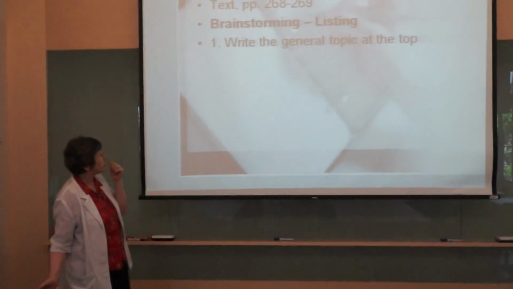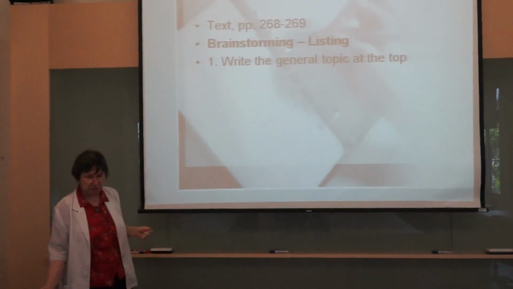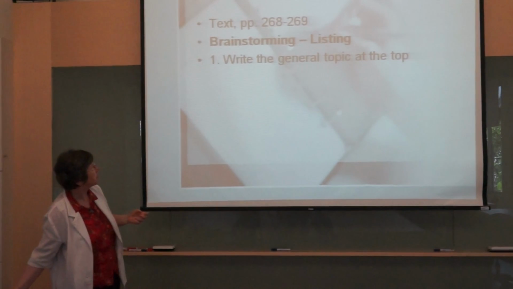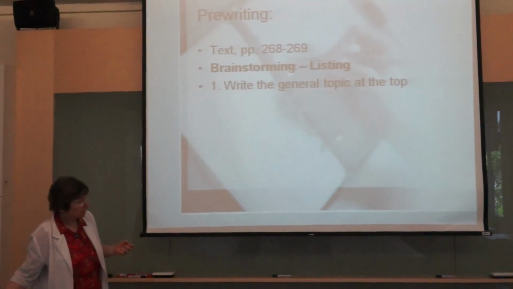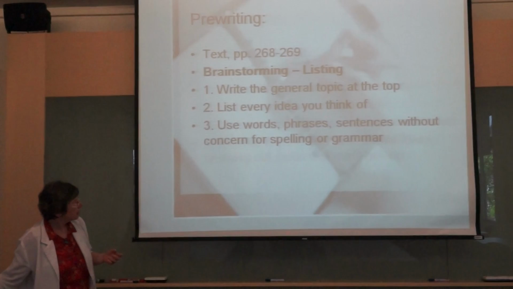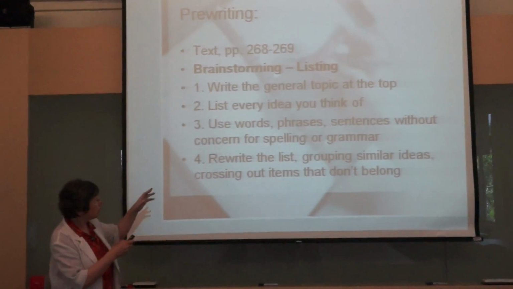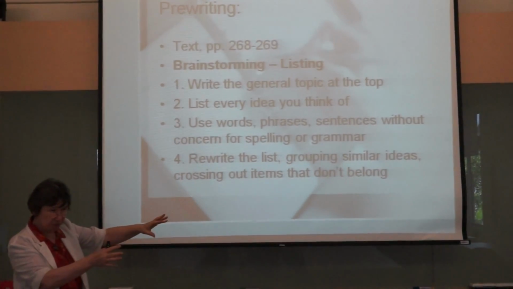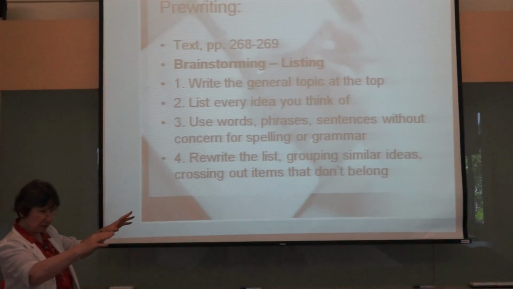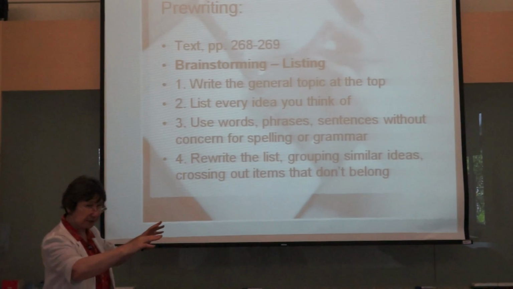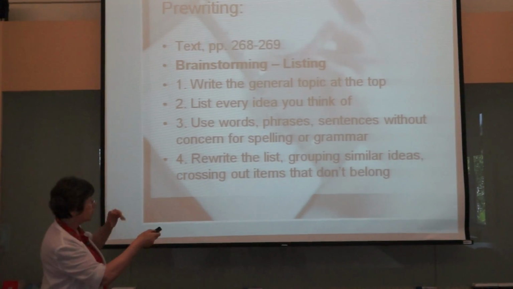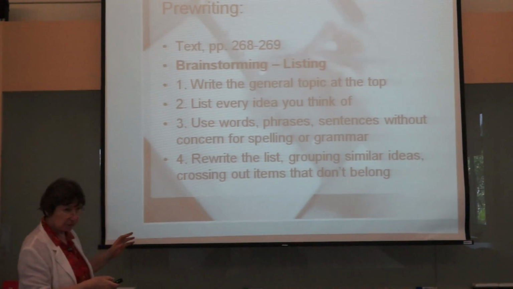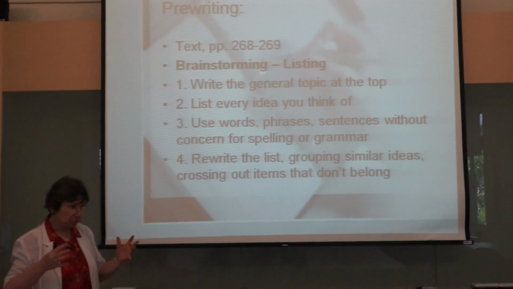Again, write the general topic. For brainstorming, we're going to do listing here, and this gives the example of this on page 267. Okay. I'm going to go quickly here. What are you going to do? You're going to write the general topic, okay? You have an idea. Let's go back over with the pollution about the effects on the plant life, all right? That's my topic. I'm going to put that at the top. Every idea I can think of, the effects of pollution on plant life.